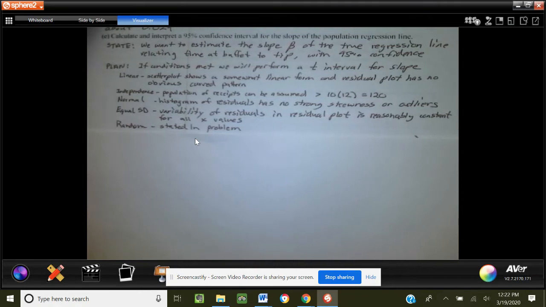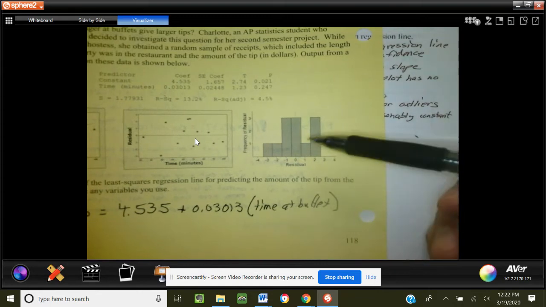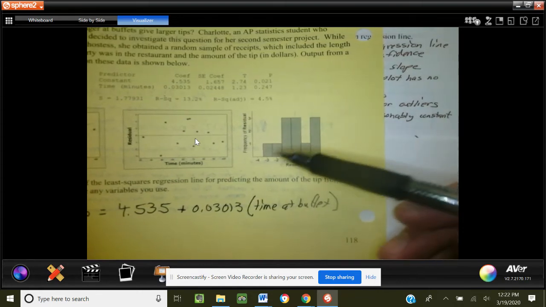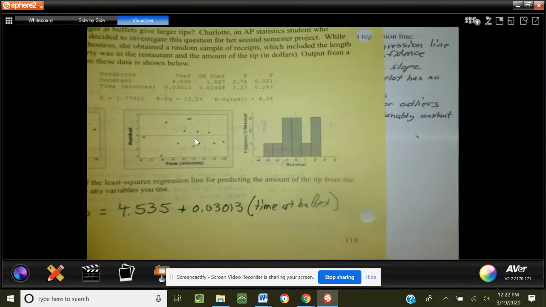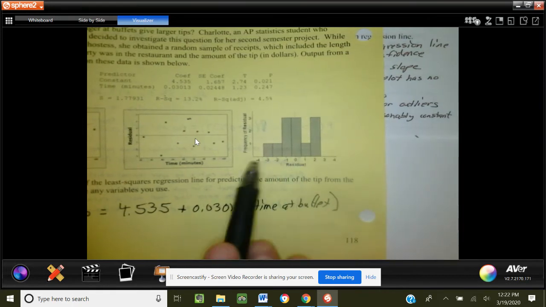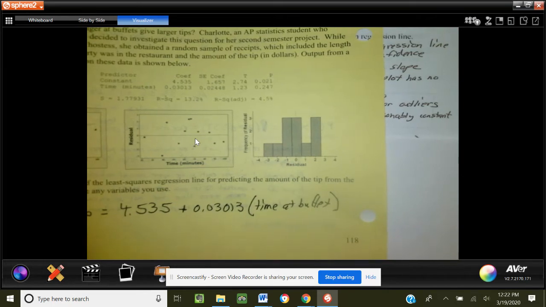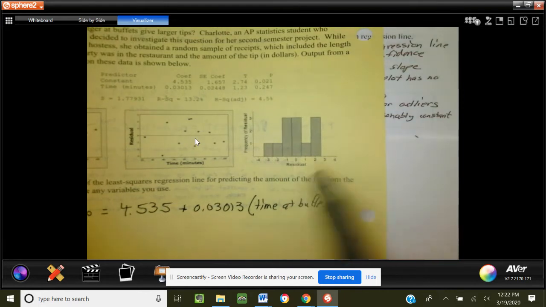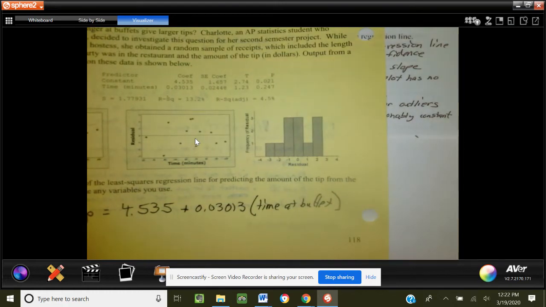For the normal condition, the histogram of the residuals needs to have no strong skewness or outliers. And it doesn't really have strong skewness. I know you might argue that it's a little bit skewed left, and maybe it is, but there's certainly no outliers because you don't really see any gaps here. There's really just a couple of values that are a little bit lower on this end. So again, we're pretty conservative with our no strong skewness and outliers like we are with the dot plots. It really has to be obvious for that condition to fail.